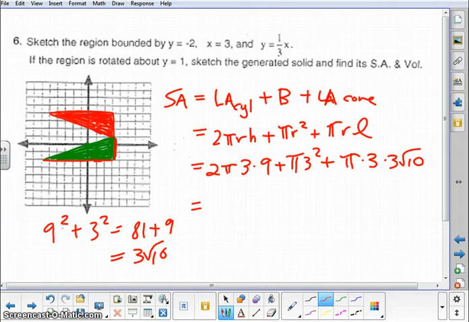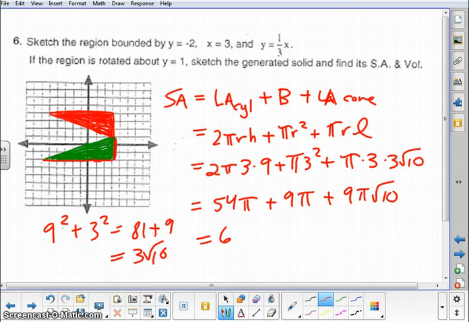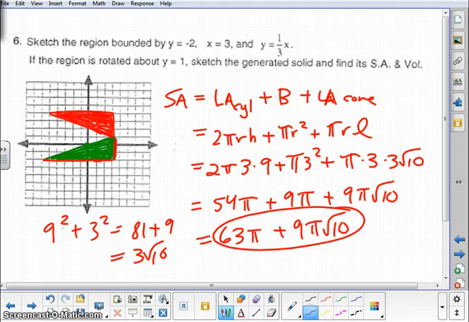And after combining everything together, we get 54 pi plus 9 pi plus 9 pi radical 10 for a final answer for the surface area of 63 pi plus 9 pi radical 10. All right, now on to volume.